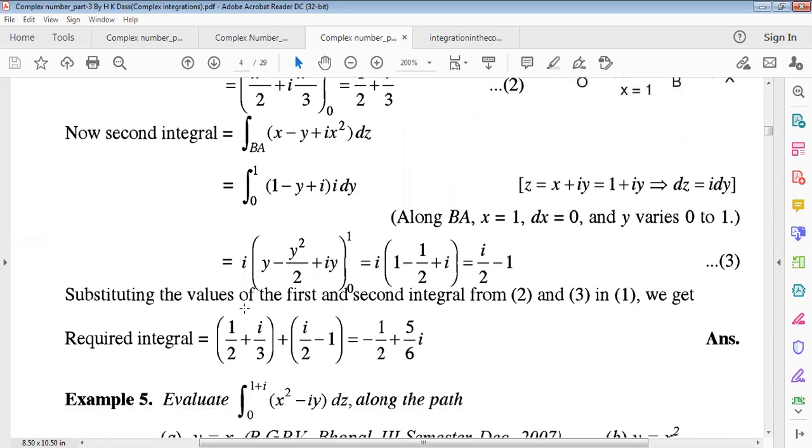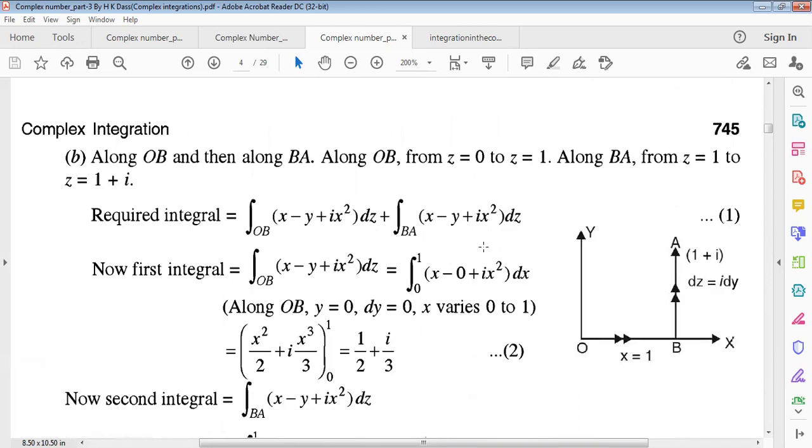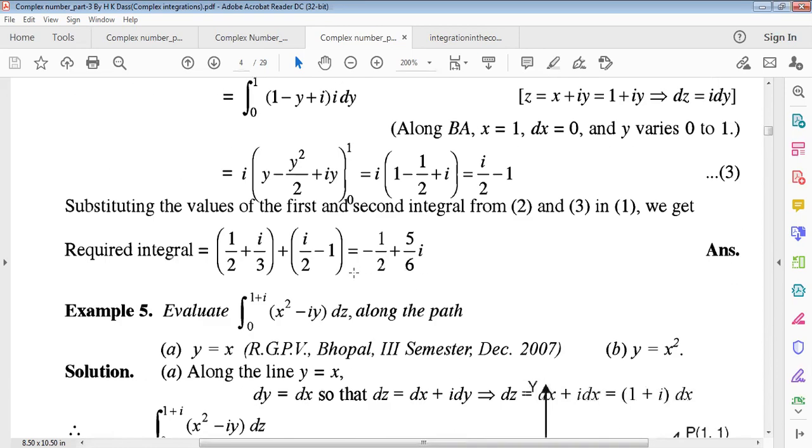So substituting these two values, this is the second part and this is the first part. Now substituting these two values in equation 1, these values plus these values, we get the required integral. This plus this will be minus half plus 5 by 6 i. This is the required line integral.